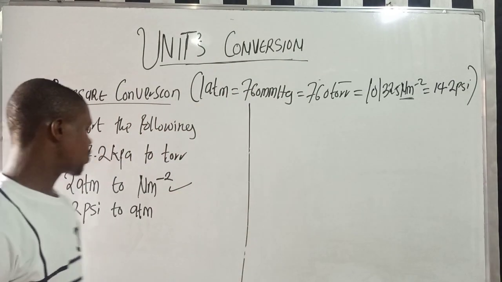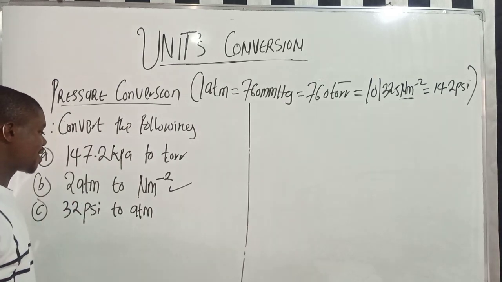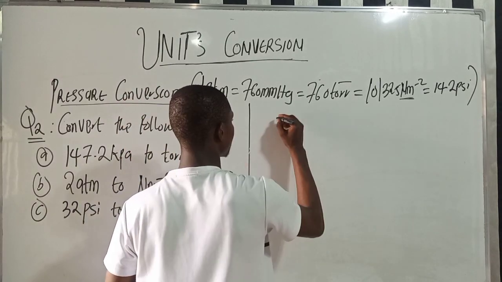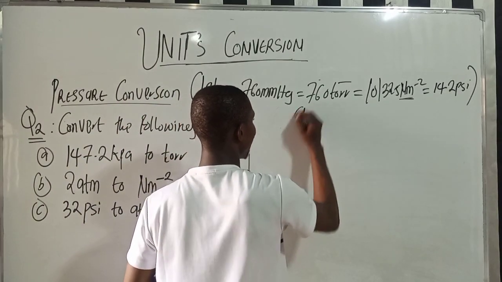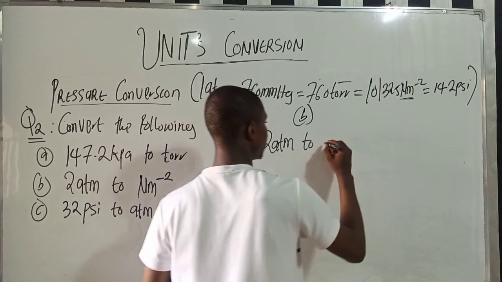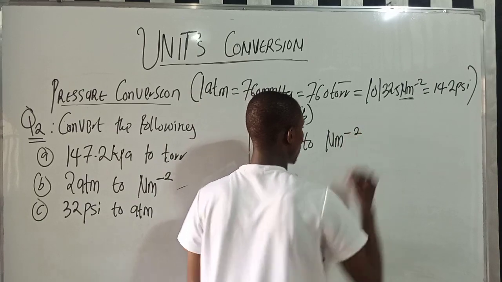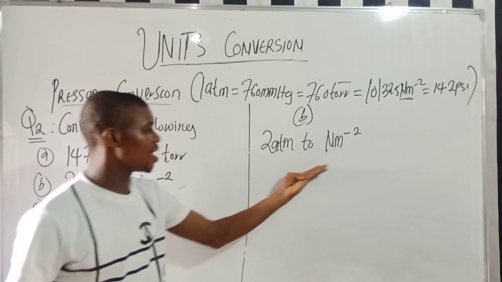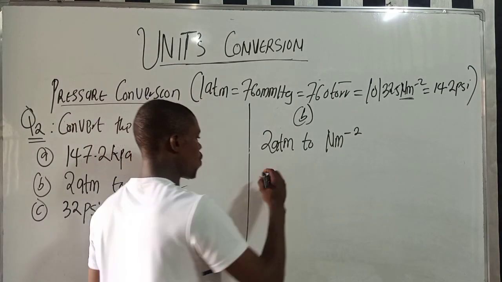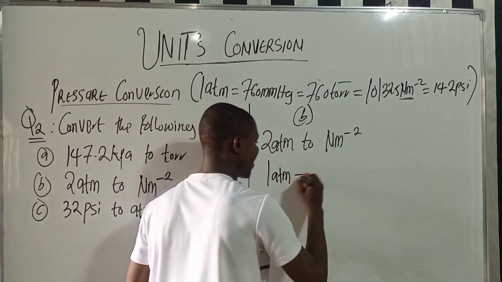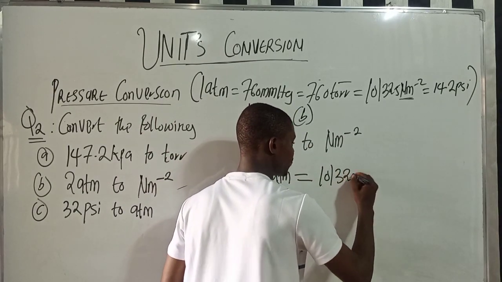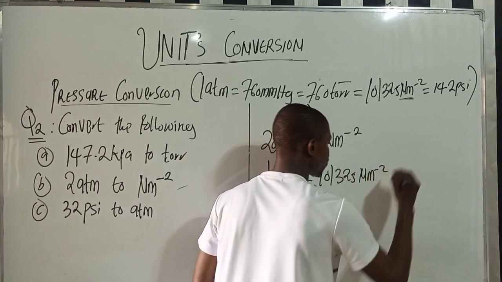So now let's solve question B. 2 atm towards newton per meter square, right? So the question is to come back to the B part, 2 atm towards newton per meter square. Please pay close attention. Let's write the relation between atm and newton per meter square. Remember, we have 1 atm. 1 atm is equal to 101.325 newton per meter square, right?